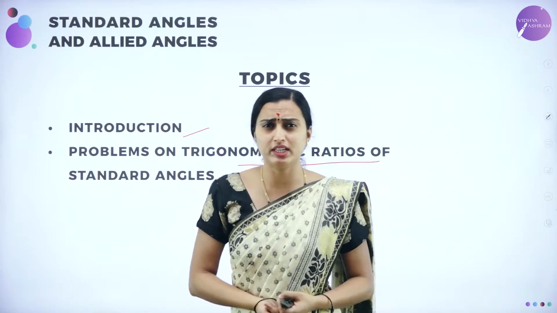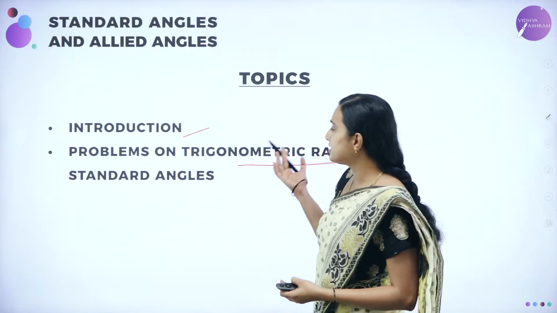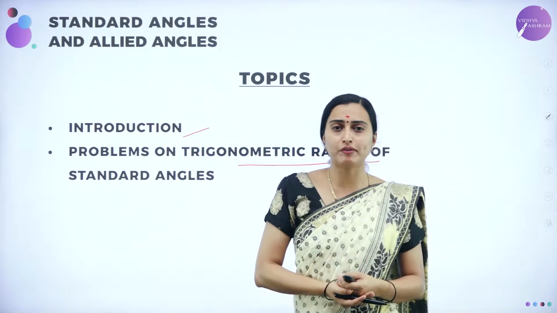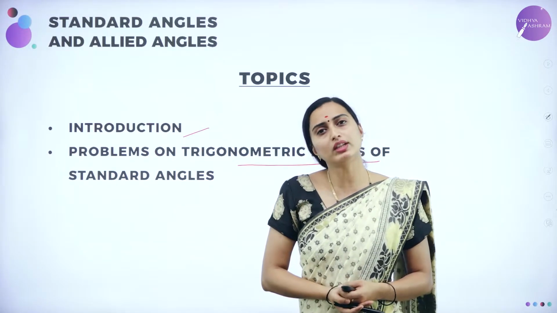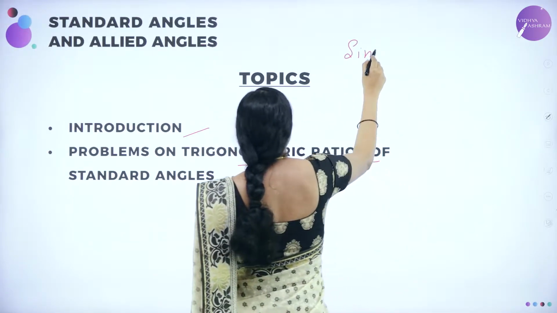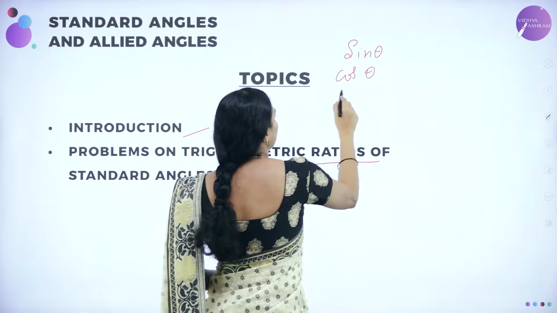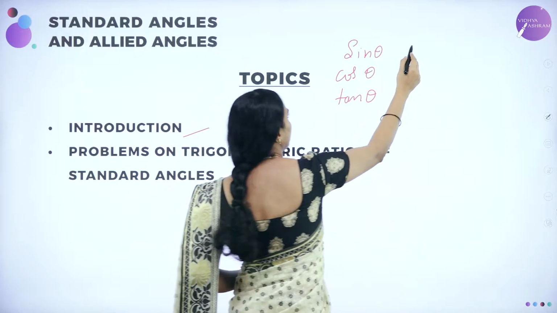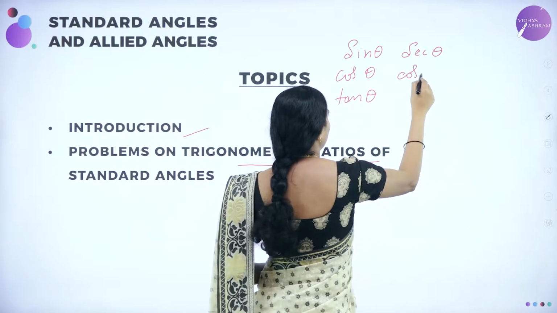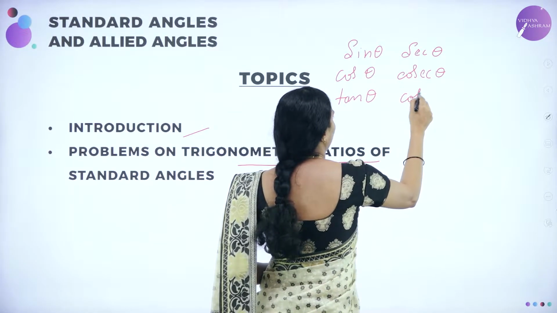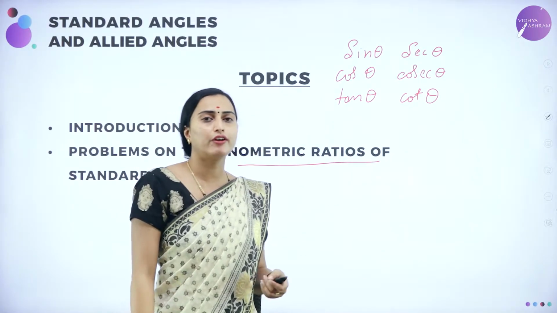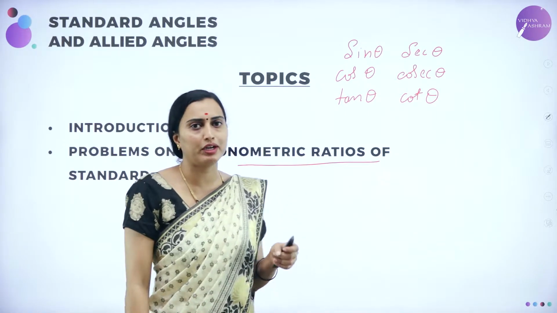So what are we going to study under this session? Standard angles and allied angles means you are going to have the values. So let me introduce you through the values of the trigonometric functions. What are all the trigonometric functions, dears? Trigonometric functions are sin theta, cos theta, tan theta, secant theta, cosecant theta, cot theta, right? Reciprocal of sine is cosecant, reciprocal of cos is secant, reciprocal of tan is cot, isn't it? These are all the trigonometric functions.